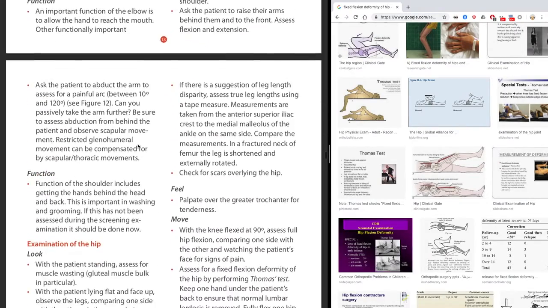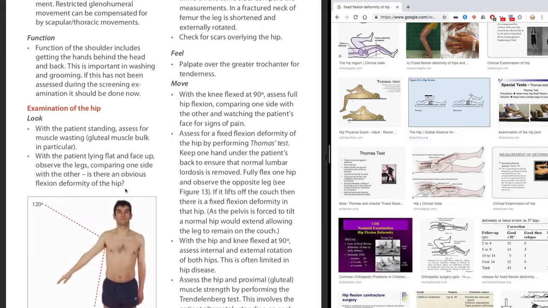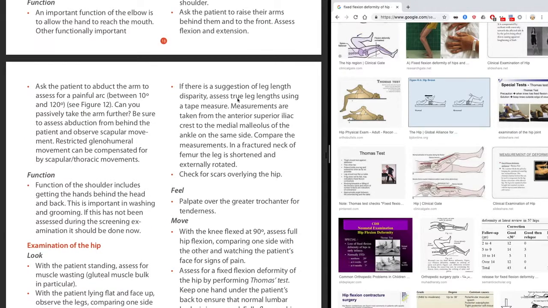Right. What else do you look for? If there's a suggestion of leg length disparity, assess true leg lengths using a tape measure. Measurements are taken from the anterior superior iliac crest to the medial malleolus of the ankle on the same side. So this is true leg length. Compare the measurements. In a fractured neck of femur, the leg is shortened and externally rotated. Check for scars overlying the hip.